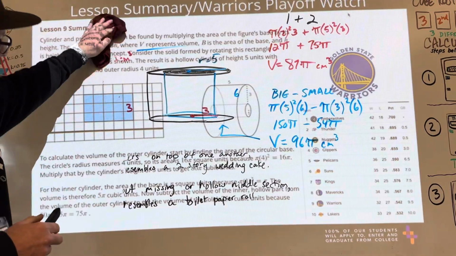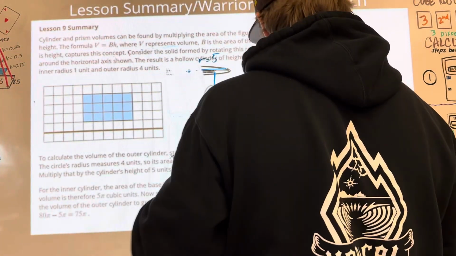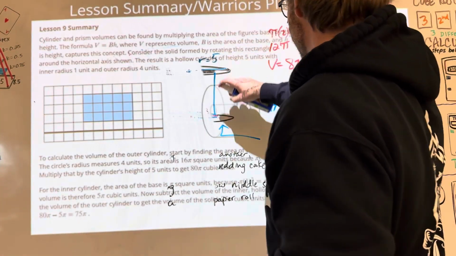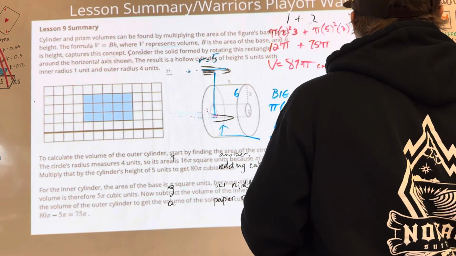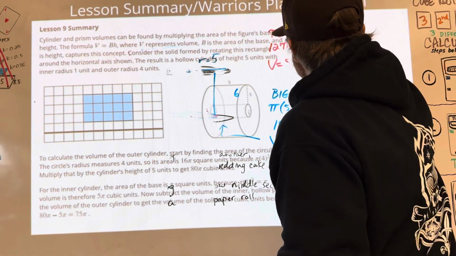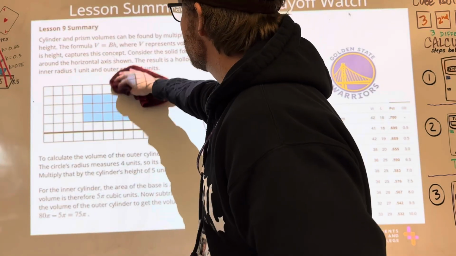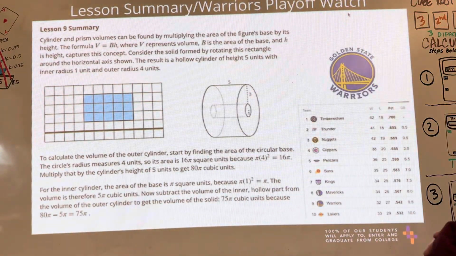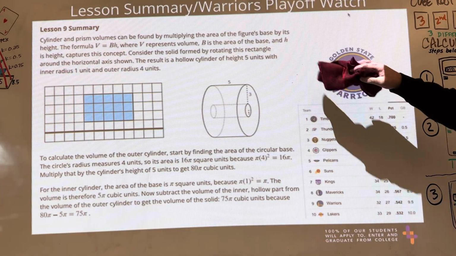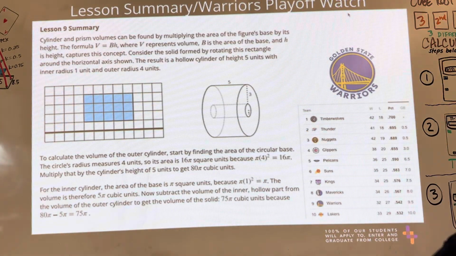All right, let me go over the summary. Let's just read it. I'll try to put it in my own words. Okay, here we go. The Warriors are gonna make the playoffs. I think they'll be the 7 or 8 seed, but they gotta catch a couple teams here.